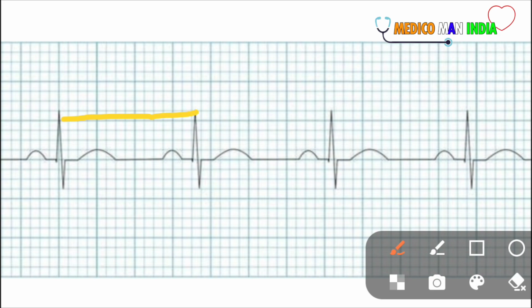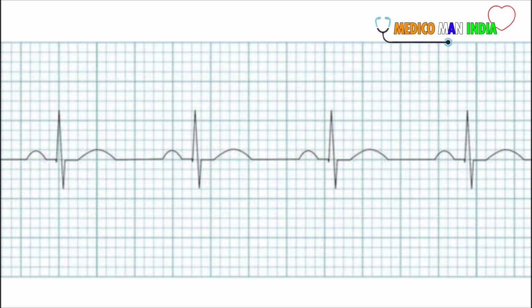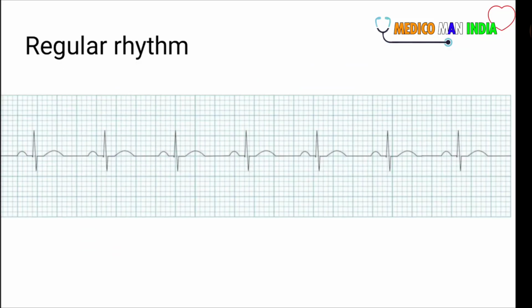Now count from here. 5, 15. One box, here one box. Totally here also 17. Total are 17 small boxes, or 3.2 big boxes. Okay, this is the regular RR rhythm.